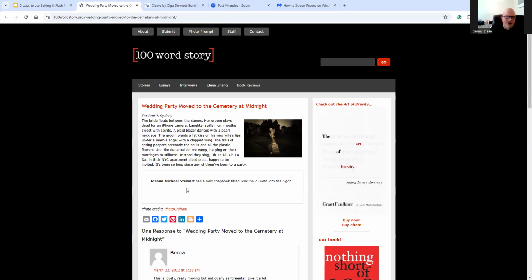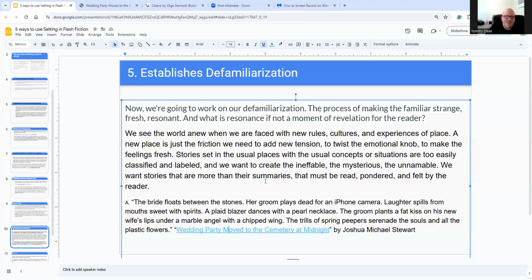The trills of spring peepers serenade the souls and all the plastic flowers. And the departed do not weep, harping on their marriages to stillness. Instead, they sing Obla Di, Obla Da in their NYC apartment sized plots, happy to be invited. It's been so long since any of them have been to a party.